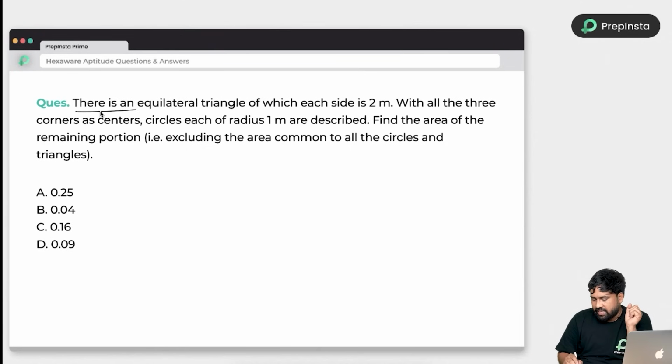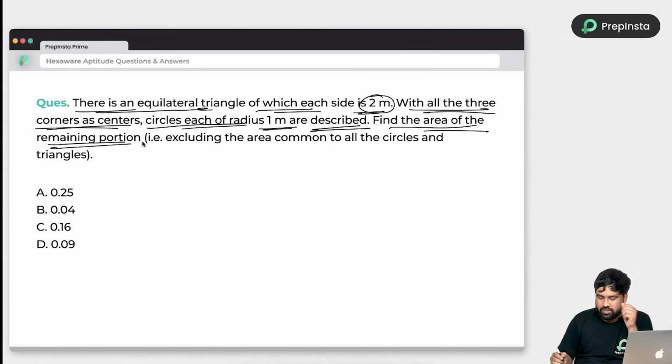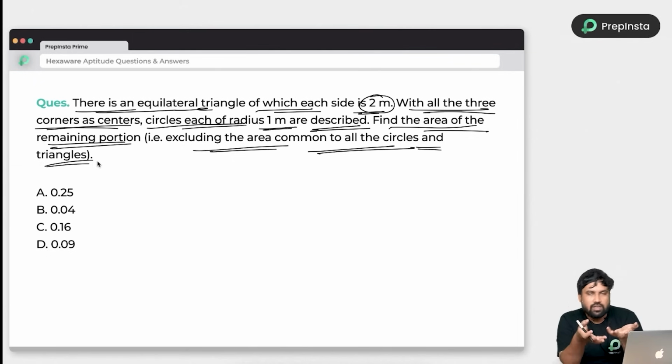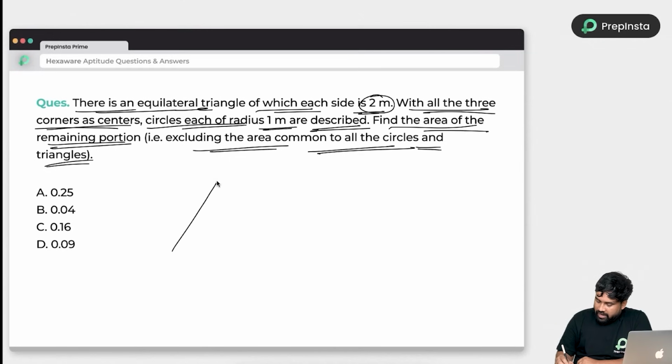Just look here. There is an equilateral triangle whose side is 2 meters, with all the 3 corners as centers. A circle of 1 meter radius is described. Find the area of the remaining portion, excluding the common area of circles and triangle. It's based on pure maths, which is mensuration or geometry, you can say. So let's draw an equilateral triangle.